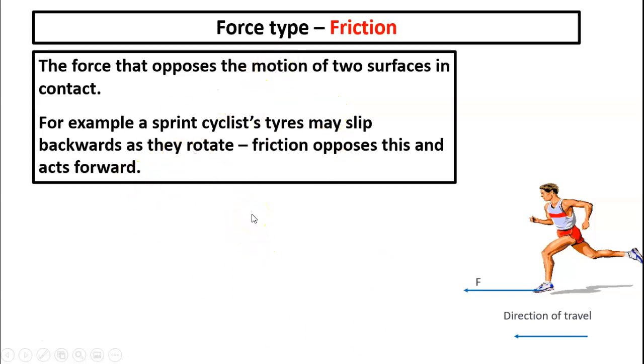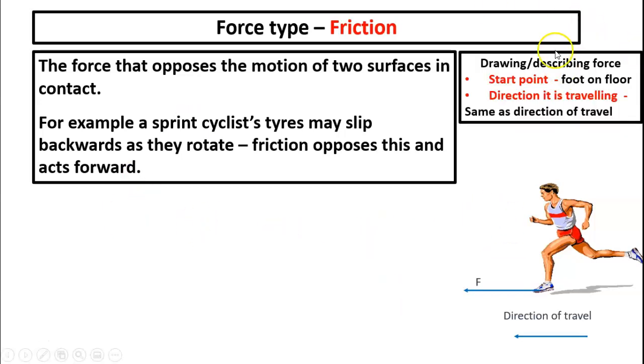Now we've got our basic definition. What we need to do now is have an understanding, which is really, really important. People in sport are trying to get friction. Friction can really aid our performance. So what we need to understand, and you need to know, is what factors affect friction.